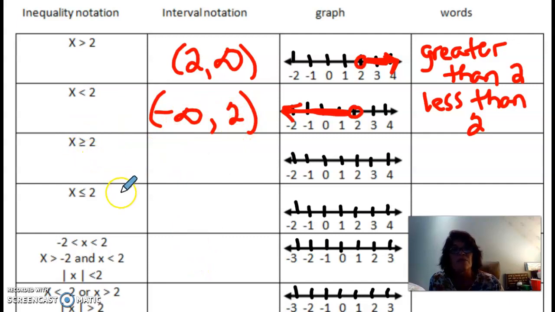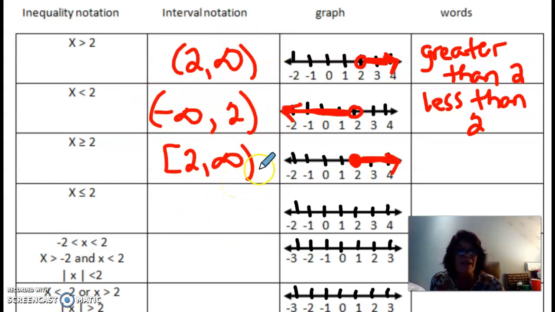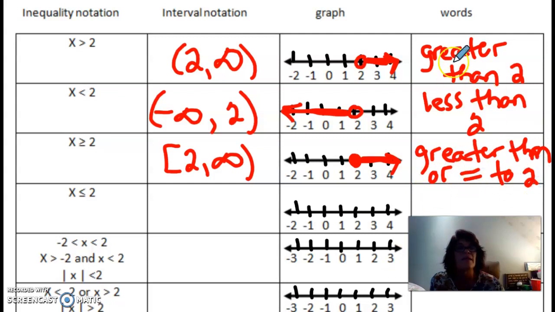When I put this equal sign in, greater than or equal to, what changes with the graph is I do a solid circle. What changes with interval notation is instead of this parenthesis, I have a bracket. Now we always have a parenthesis, guys, whenever we talk about infinity, because you technically can't end. Infinity goes on and on forever, so we never put a bracket there. But this is greater than or equal to 2. Okay, this was just greater than 2. This is greater than or equal to 2.